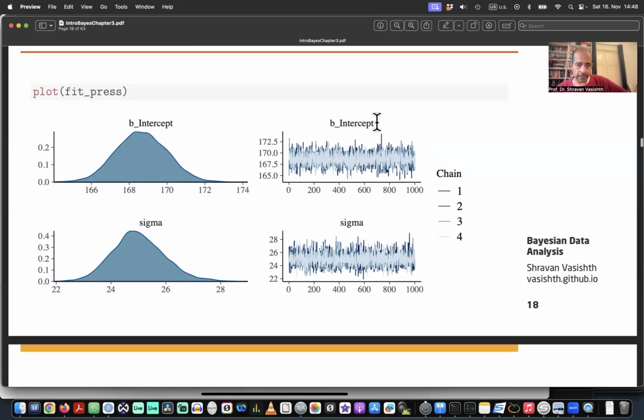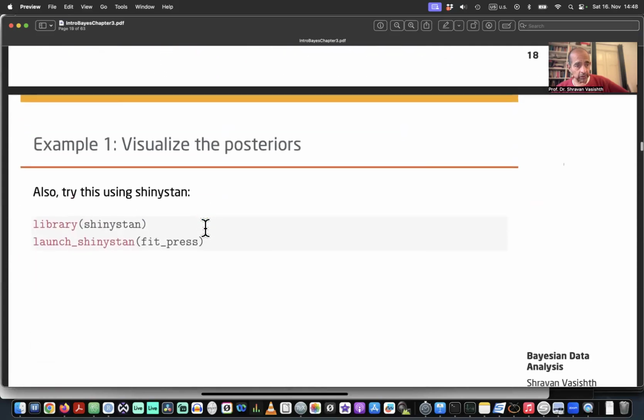Okay, so this is a good visual check, which tells you that the chains have mixed nicely. Therefore, the sampler has converged. That's what we say, that the sampler converged onto the posterior distribution. So everything worked out well.